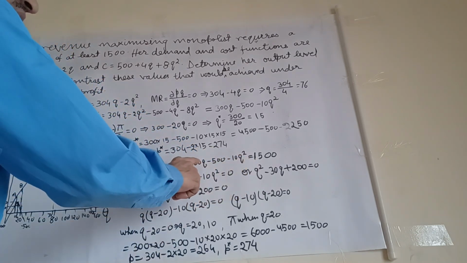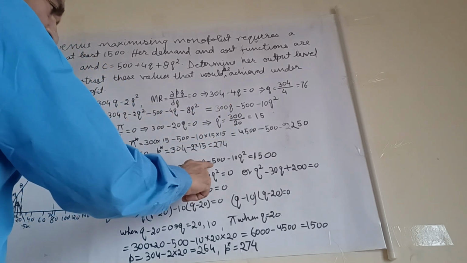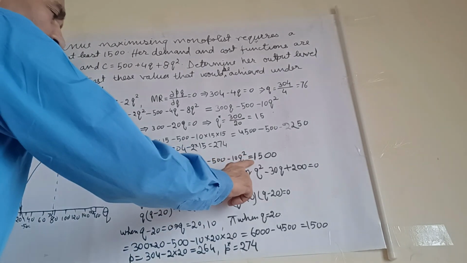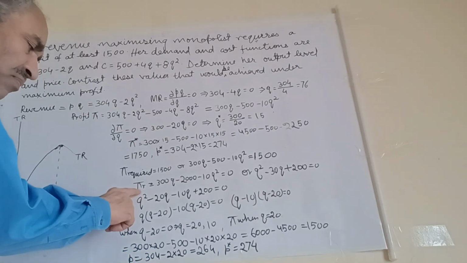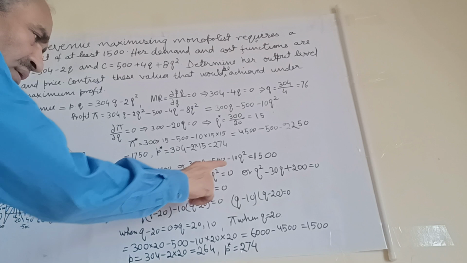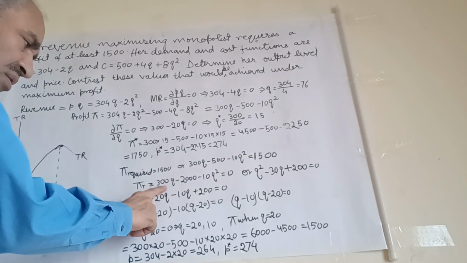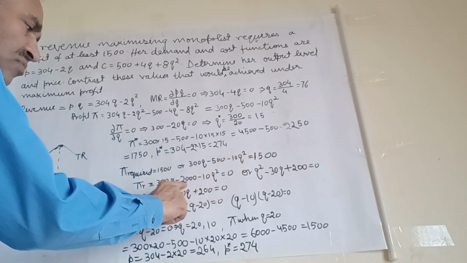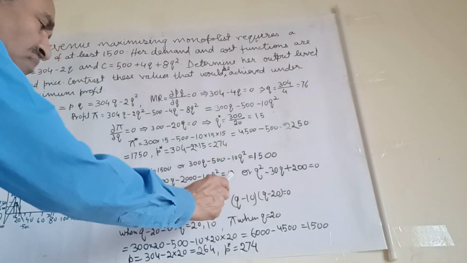Now for profit to be a constant 1500, we will put the constant 1500 for the profit function. So the profit function is 300Q minus 500 minus 10Q square, and that is equal to the constant 1500. So that is the required profit. I resolve it, bring this 1500 to this side. So that becomes 300Q minus 500 minus 1500, so minus 2000, and then minus 10Q square is equal to 0.